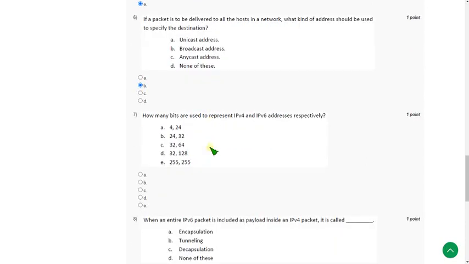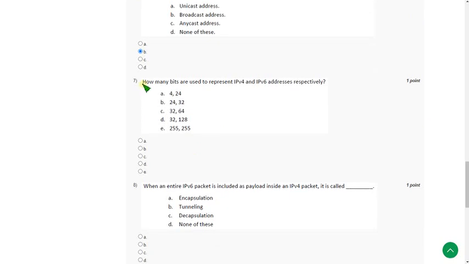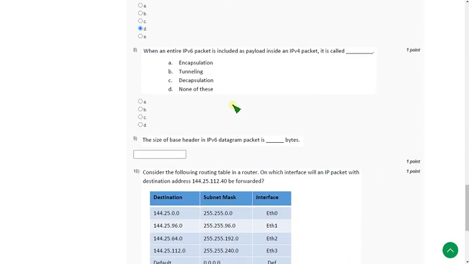Moving on to the seventh question. How many bits are used to represent IPv4 and IPv6 addresses respectively? So for the seventh question, the answer is option D, that is 32, 128. 32 is for IPv4, 128 is for IPv6. So mark option D. Option D is the answer. Mark it.